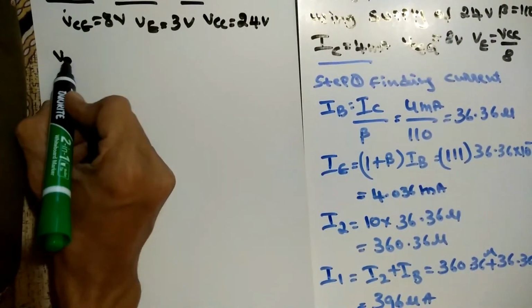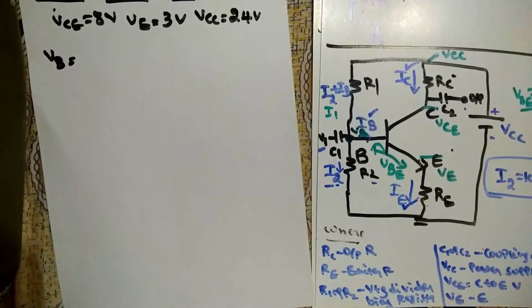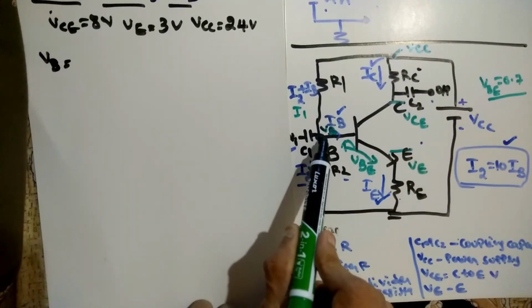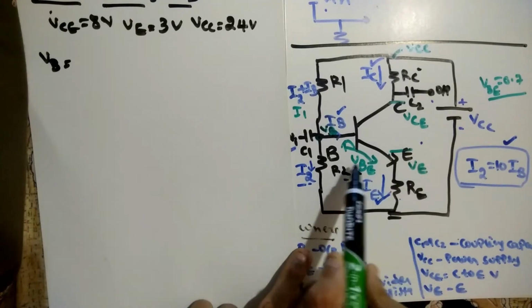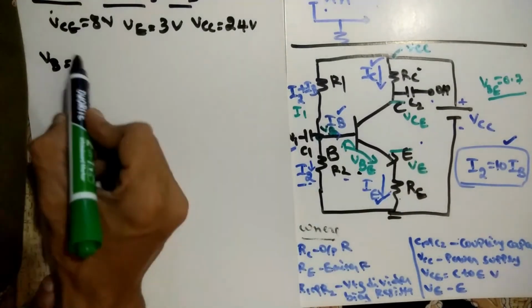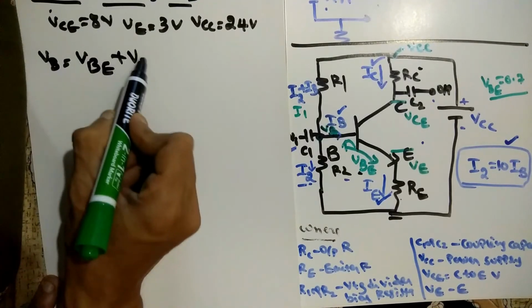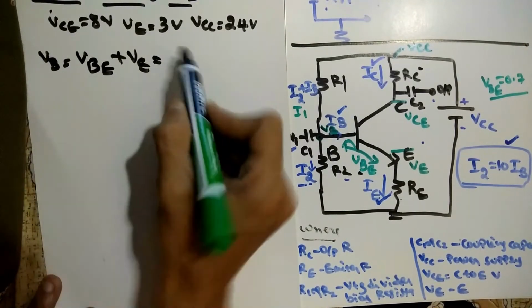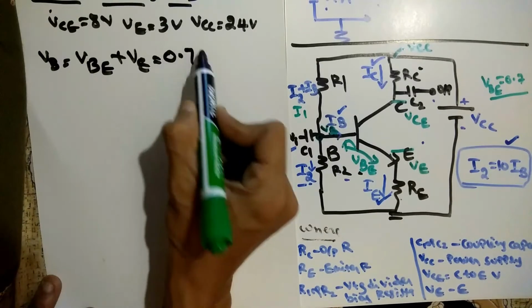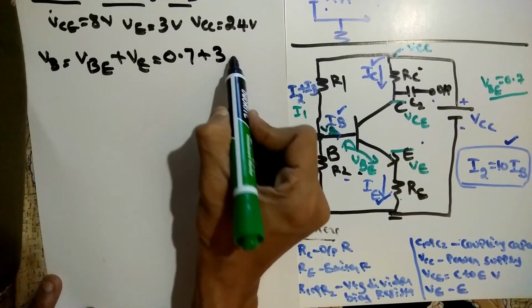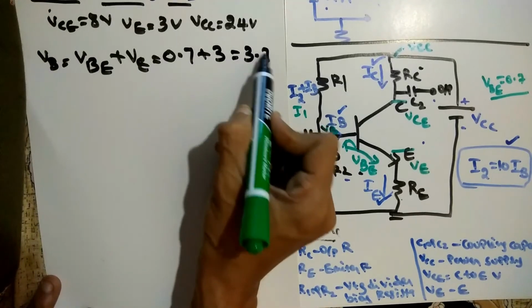Okay. Now we can find out VB first. What is VB equal to? We know that to find the voltage VB, we have VBE and VE, and we can add these two. So VB is equal to VBE plus VE. VBE we already know is 0.7, plus VE which is 3 volt. So we are getting 3.7 volt for VB.